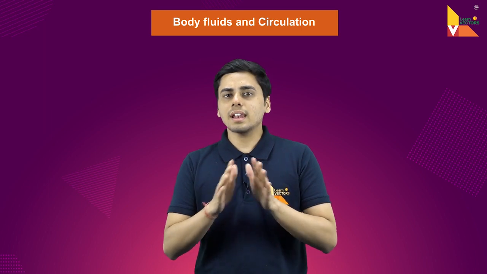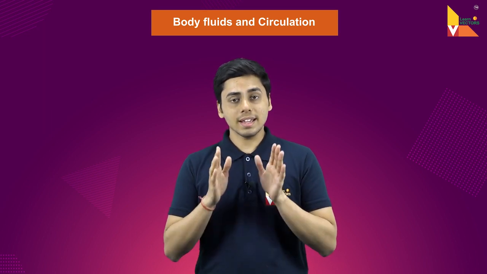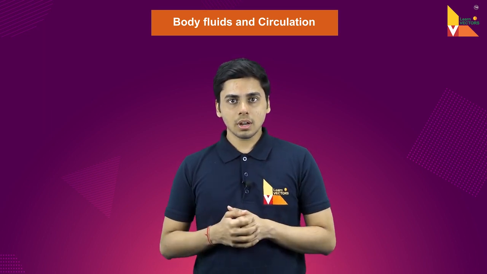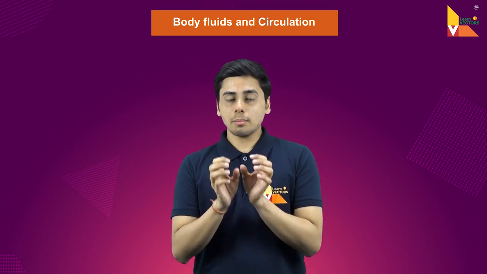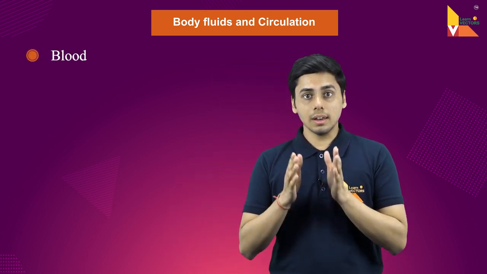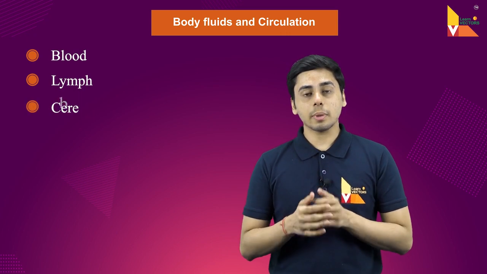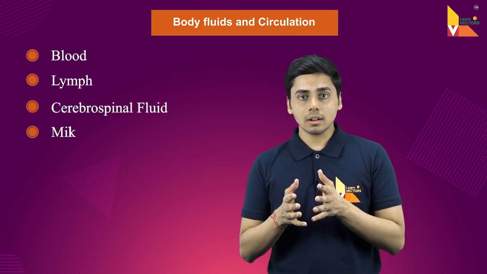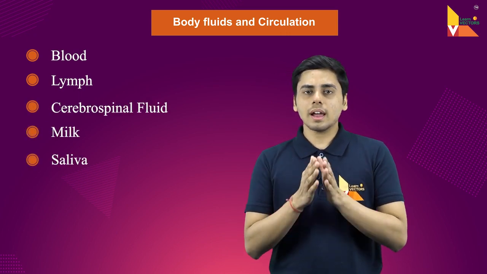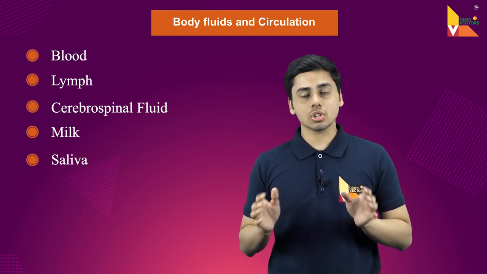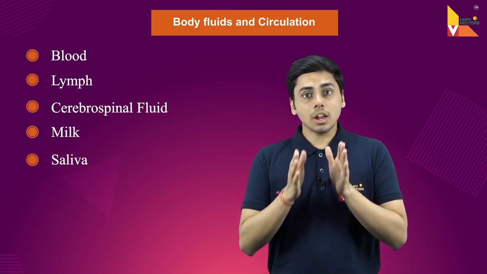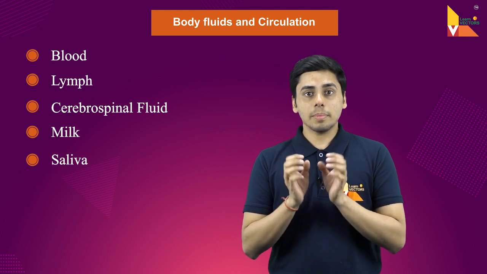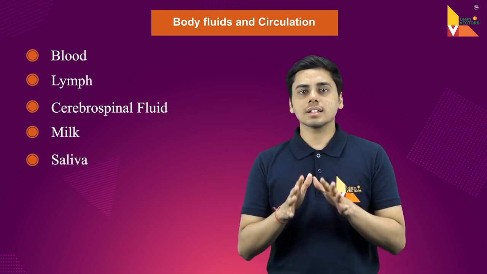Now there are n number of body fluids present inside the human body. But to name some of them are blood, lymph, cerebrospinal fluid, milk, saliva. So there are n number of body fluids which are present in the body. Now these body fluids play a major role. Let us consider the example of blood.